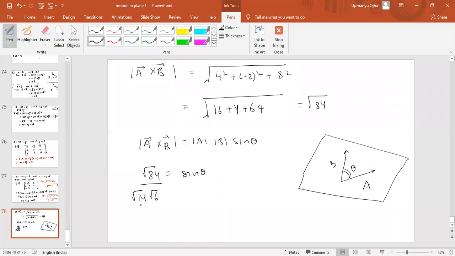Root 84 by root 14 into 6. This will come as how much? I think 1. Sine theta will come as 1. Therefore, theta is equal to 90 degree. So the angle between A and B is 90 degree here. This is A vector, this is your B vector. Fine, the answer is 90 degree.